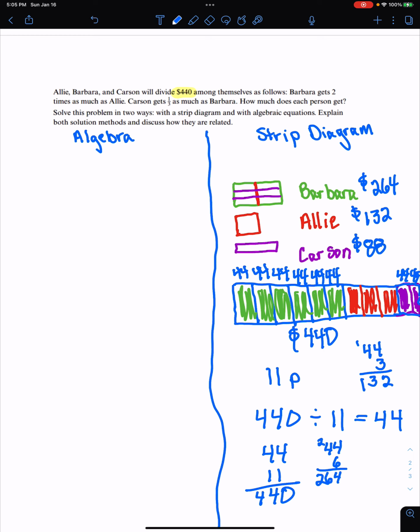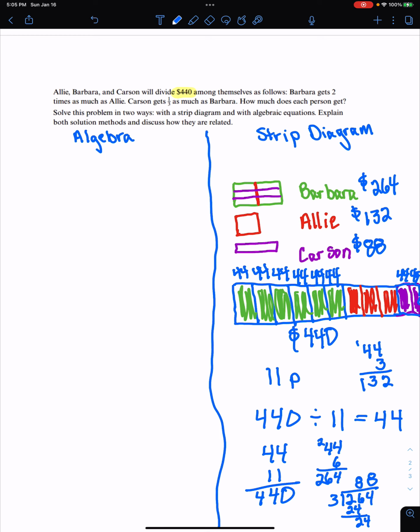Let's just check and see if 264 divided by 3, because he's getting 1/3, should be 88. So let's see. 8 times 3 is 24. And 8 times 3 is 24. We get 88. Good job, Dr. Kelly. Okay, so now let's see how the algebra looks for that, and see if we can relate that to our strip diagram.